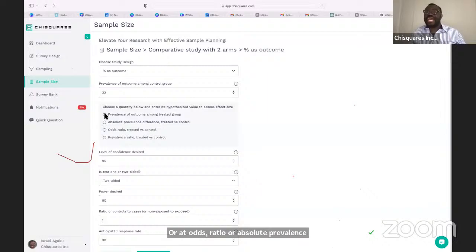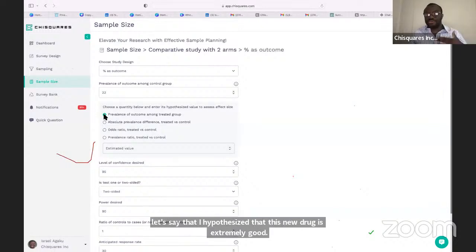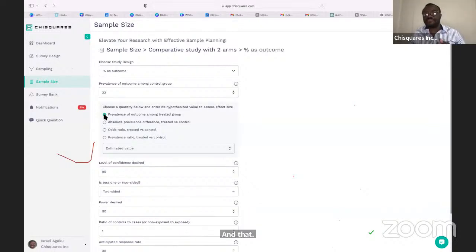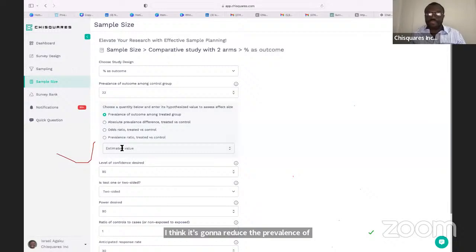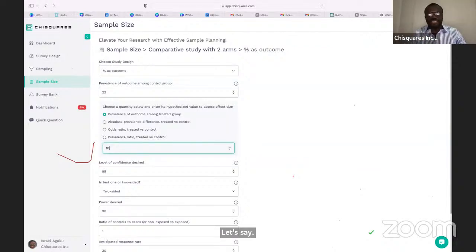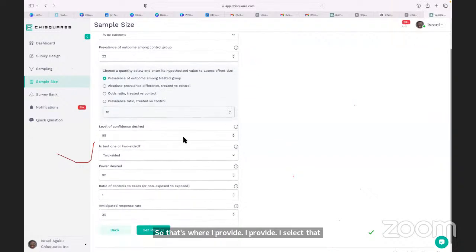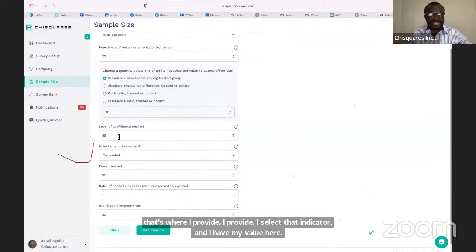But let's say that I hypothesize that this new drug is extremely good and that it's going to reduce the prevalence of anxiety among my patients. So I think that on patients who are on this new treatment, the prevalence of anxiety symptoms will be 10%. So that's where I select that indicator and I enter my value. Next, I provide a level of confidence.